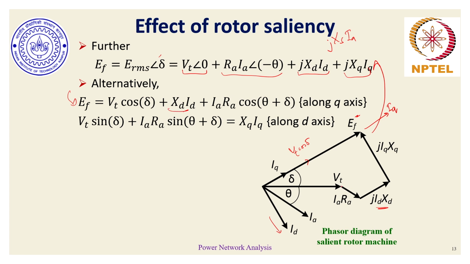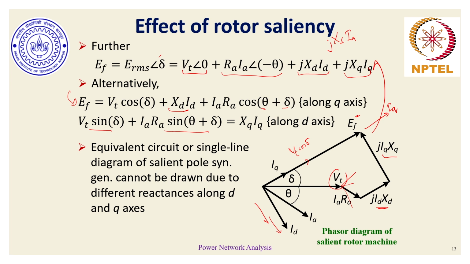And then IARA will also have a component along this IQ axis, which would depend on the cosine of theta and delta. And along the direct axis, if we see, which is along this component, we have IQ XQ as one component, and the other component would be the component of VT along ID, which is VT sine delta, and the component of IARA, which is this component. So that's how we get two analogous equations.